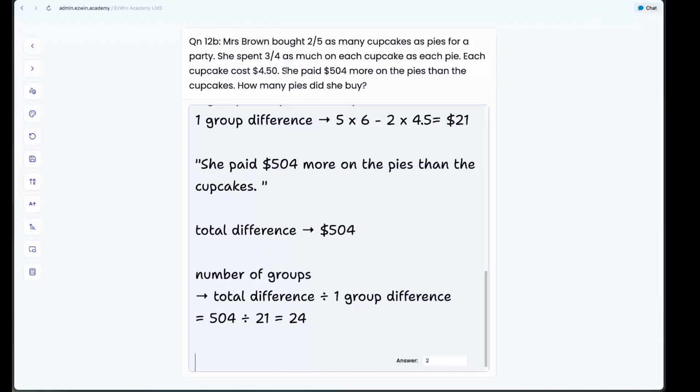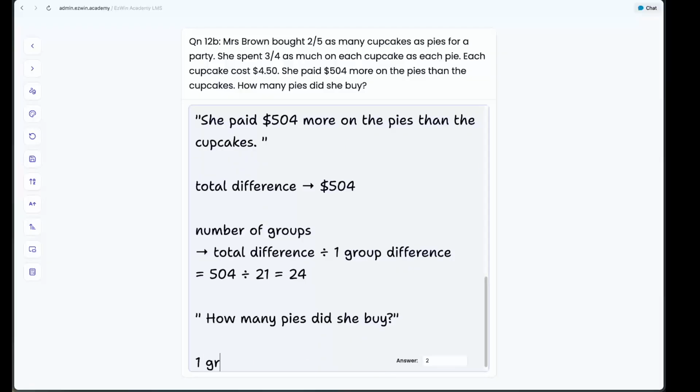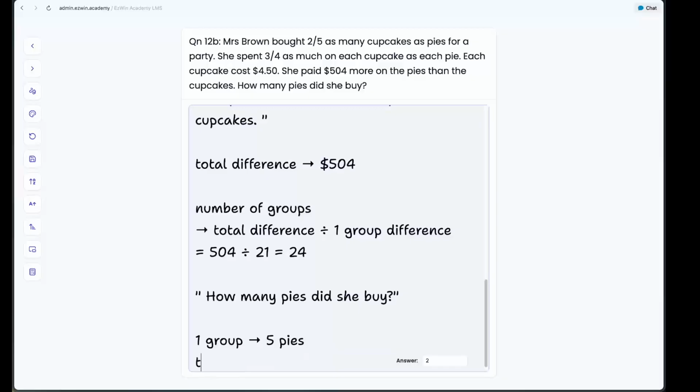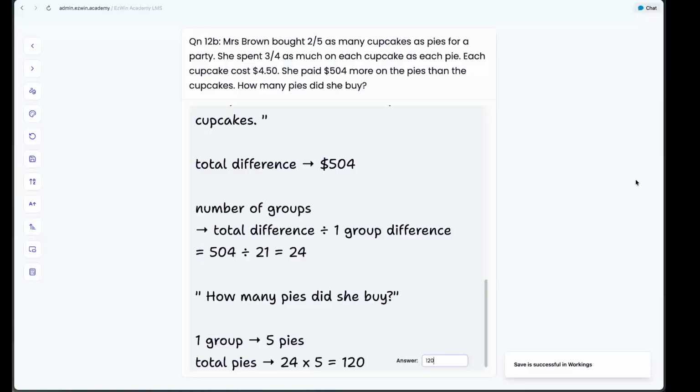Now the question asks, how many pies did she buy altogether? So we know that from one group earlier, it is equal to 5 pies. That means the total pies is equal to 24 groups times 5, and this will give us 120 pies. So that's the answer, 120.